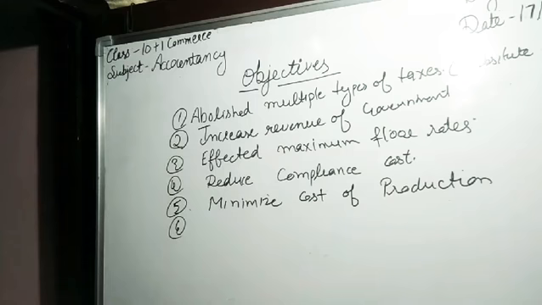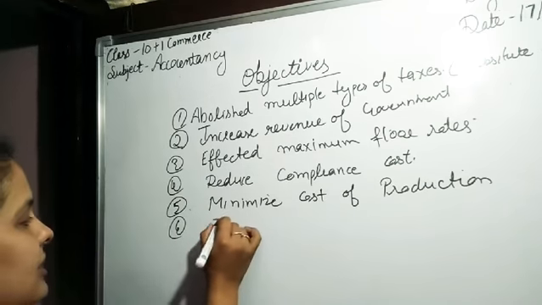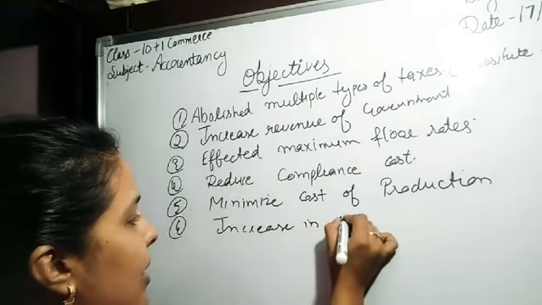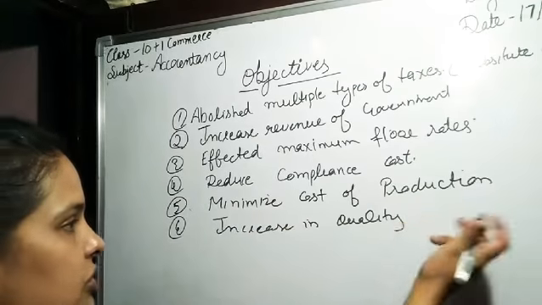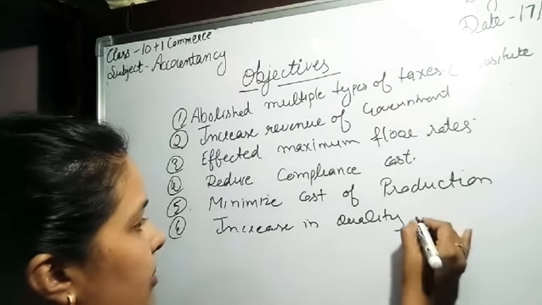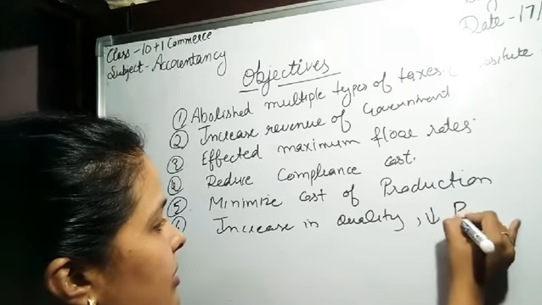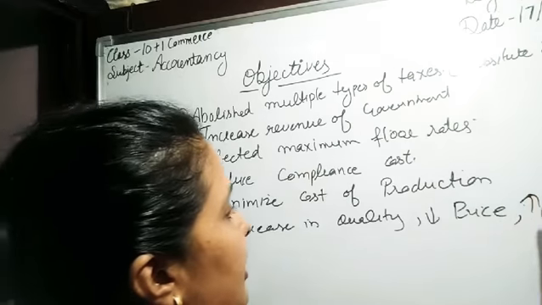Next, due to minimization of cost of production, the demand for goods or services is increased. Now the cost of production is decreased. This leads to an increase in quality, and also the cost of production is minimized. It leads to a decrease in prices. When prices are decreased, demand increases.